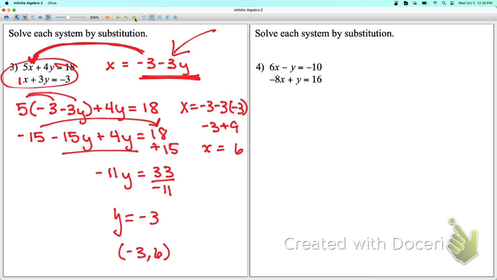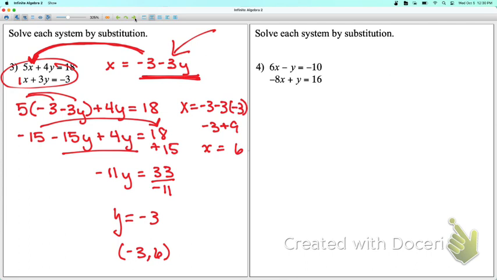Okay, so, Brandon, which equation and which variable would you like to solve for? I want to solve for the top one. The last one was the second equation x.